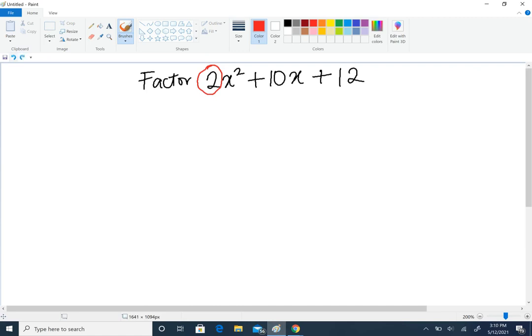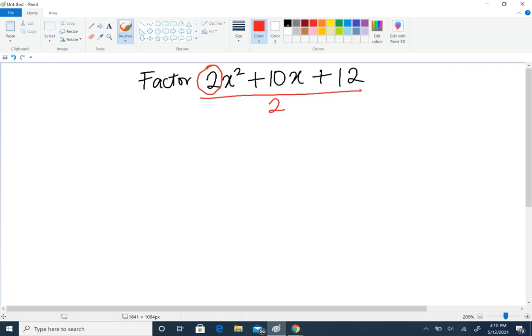Whenever there is a number in front of the x squared, all you have to do is ask yourself, is there any way that I can divide the entire problem by the same thing? Is there any number that can go into the three terms? So in this example, is there a number that can go into the 2x squared, the 10x, and the 12? Well, there is, right? 2 can divide all three terms, right? So let's go ahead and divide the three terms by 2.